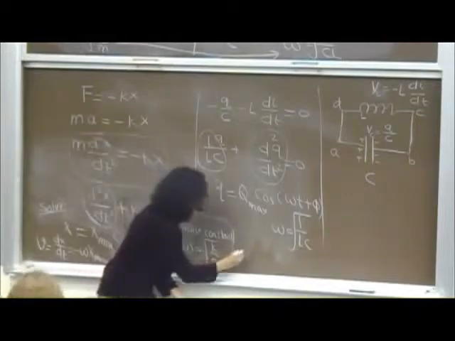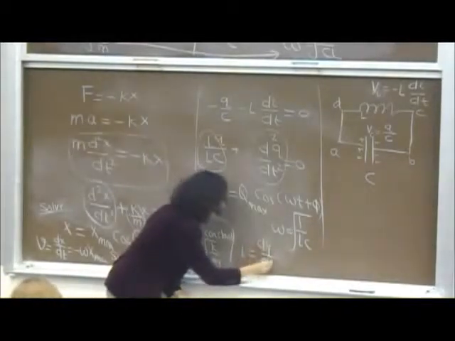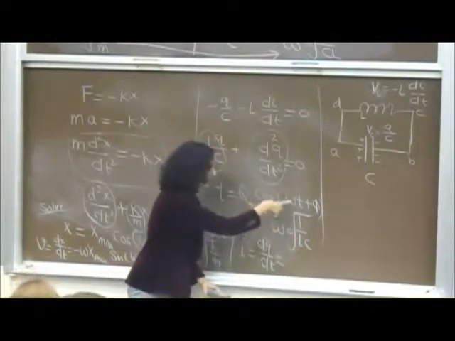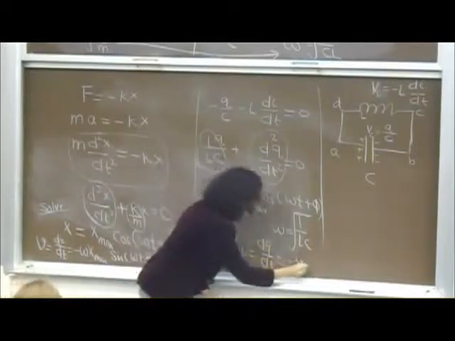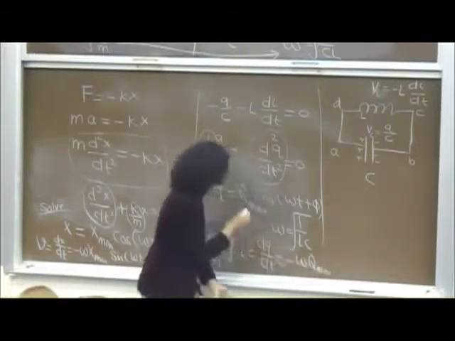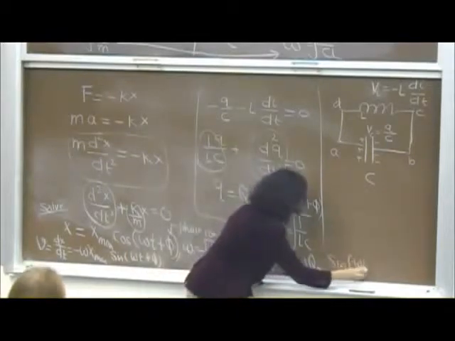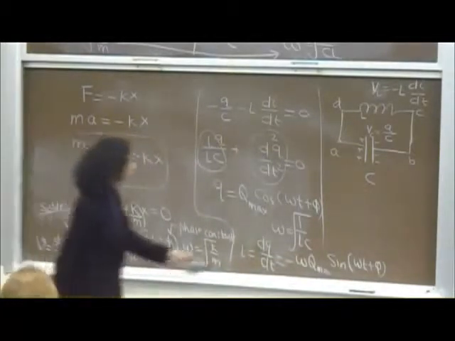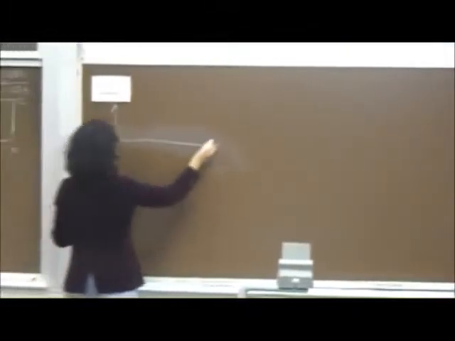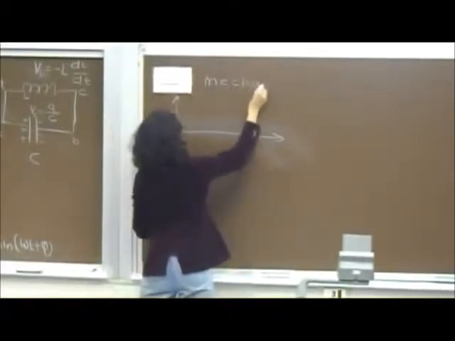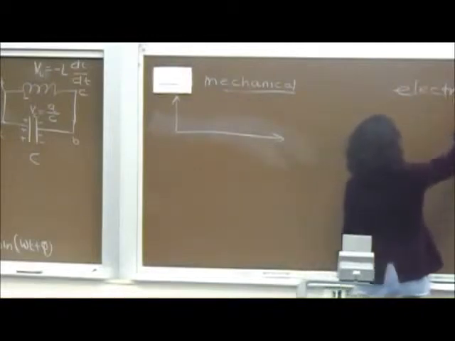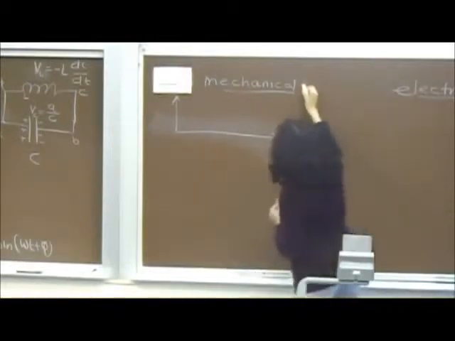Also, the current here can be found by taking dQ over dt. And you can see here, the derivative of cosine will be minus sine. The derivative of omega t will pull out the omega. So this will be minus omega Q max sine of omega t plus phi. So you can see that just like the mass spring system, this is for the mechanical system, the mass spring. And here now we are talking about the electrical system, LC. This is the mass spring.